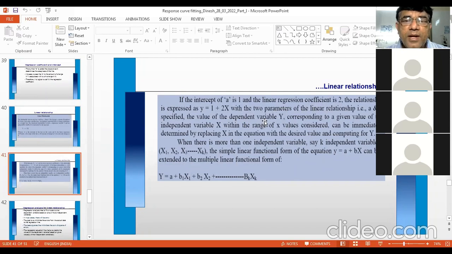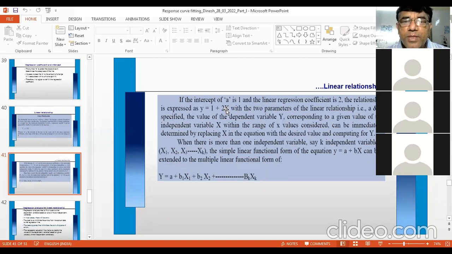The value of the dependent variable y corresponding to a given value of the independent variable x within the range of x values considered can be immediately determined. So by this, you can make predictions. In place of x, you can put the values 1, 2, 3, 4, 5, 6, 7, 8, 9, 10, and you can make predictions for y. That is the main purpose of having this kind of relationship.